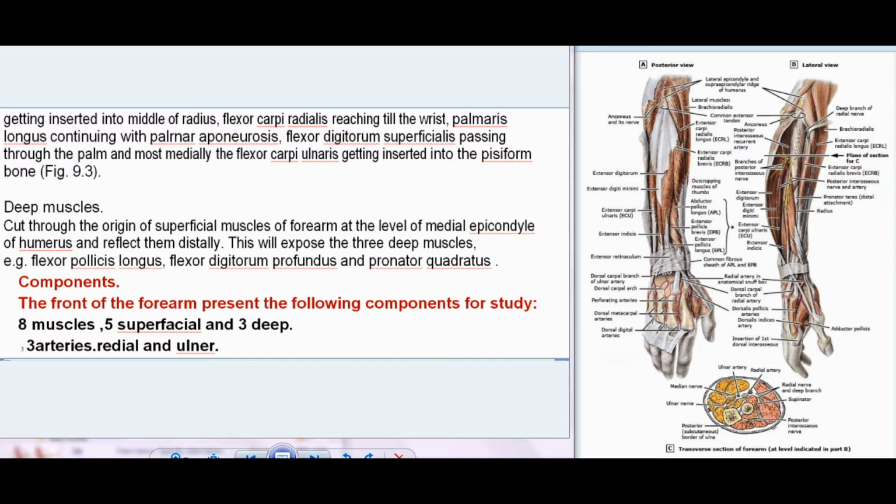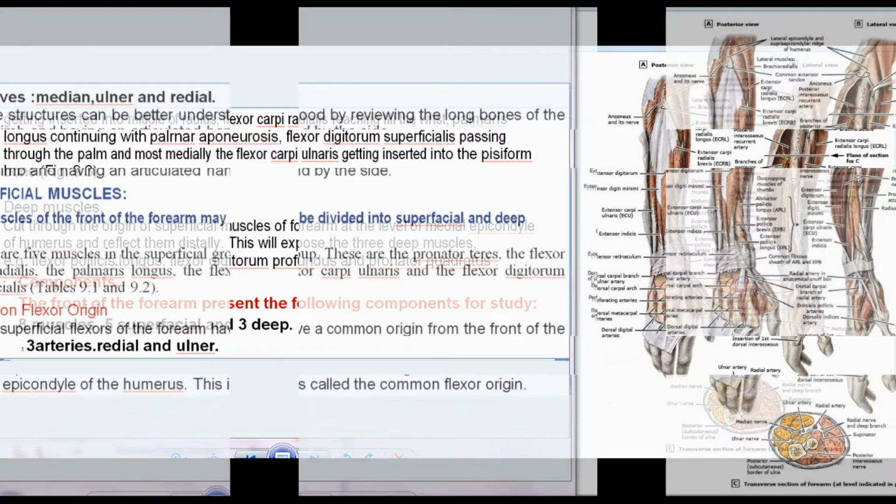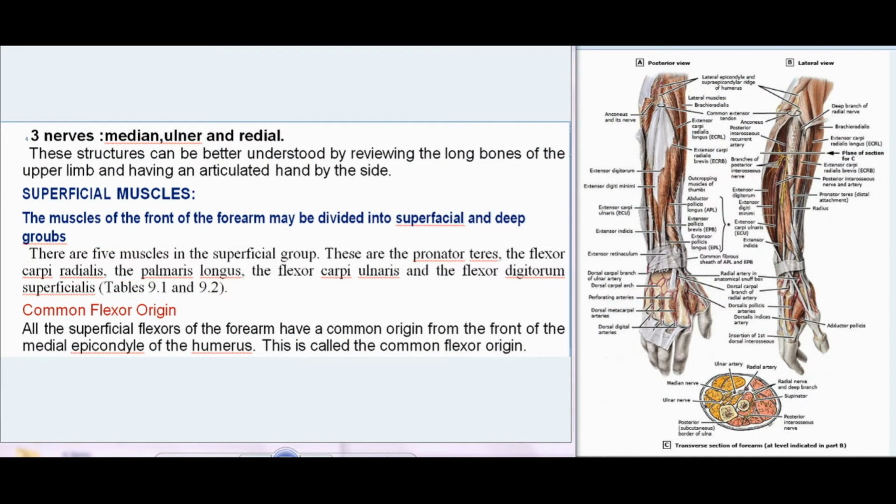Components. The front of the forearm presents the following components for study: 8 muscles, 5 superficial and 3 deep; 2 arteries, radial and ulnar; 3 nerves, median, ulnar, and radial. These structures can be better understood by reviewing the long bones of the upper limb and having an articulated hand by the side.